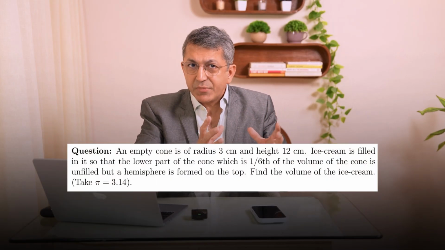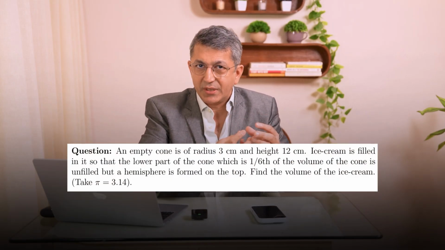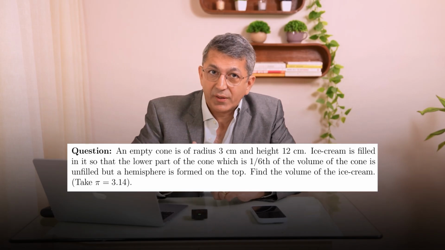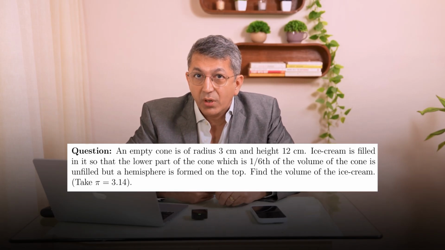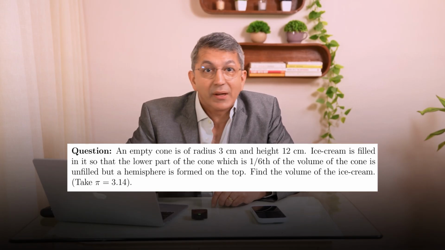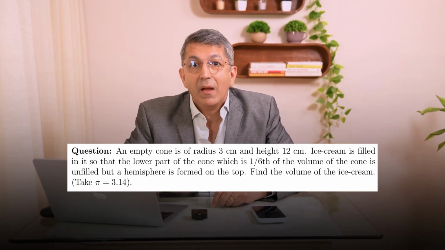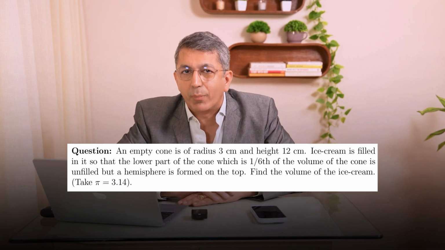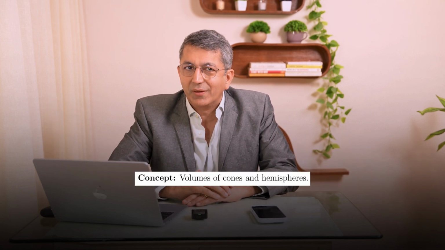Or, an empty cone is of radius 3 centimeters and height 12 centimeters. Ice cream is filled in it so that the lower part of the cone, which is 1/6 of the volume of the cone, is unfilled, but a hemisphere is formed on the top. Find the volume of the ice cream. Take pi is equal to 3.14. Concept: volumes of cones and hemispheres.